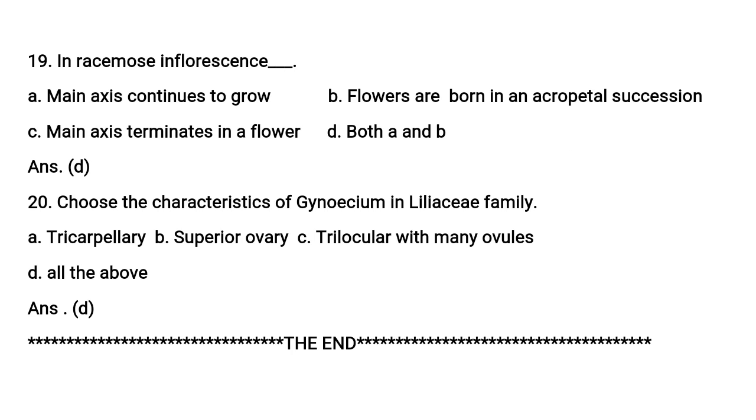Understood? Now see options. Option A, main axis continues to grow. Option B, flowers are born in an acropetal succession. Option C, main axis terminates in a flower. Option D, both A and B. So in racemose inflorescence, we are able to see two characteristics. One is the main axis continues to grow, no end point for that. Next, flowers are born in an acropetal succession. Understood? So the correct option for this question is option D, both A and B.